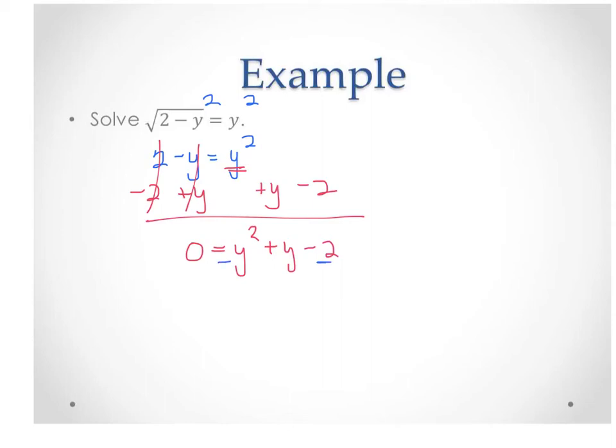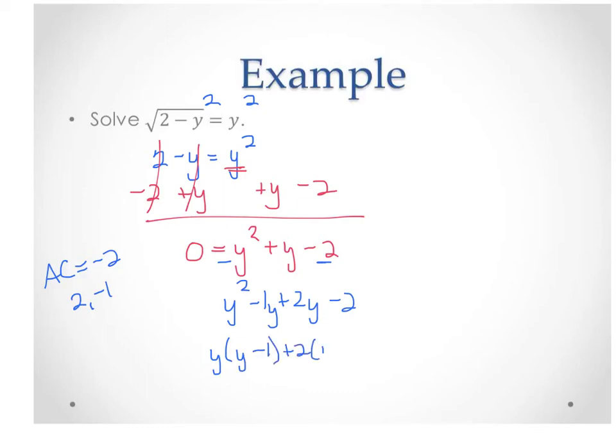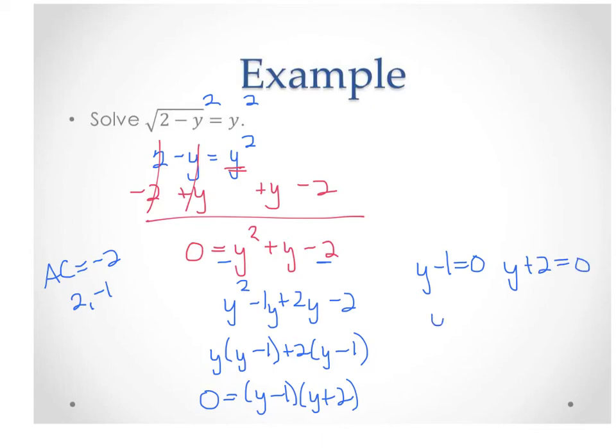AC method: 1 times negative 2 is negative 2. And factors of negative 2 that make positive 1 are 2 and negative 1. So y squared minus 1y plus 2y minus 2. y times y minus 1 plus 2 times y minus 1. Took out all that. y minus 1 times y plus 2 equals 0. Set both factors equal to 0, and we get y equals 1 and negative 2.